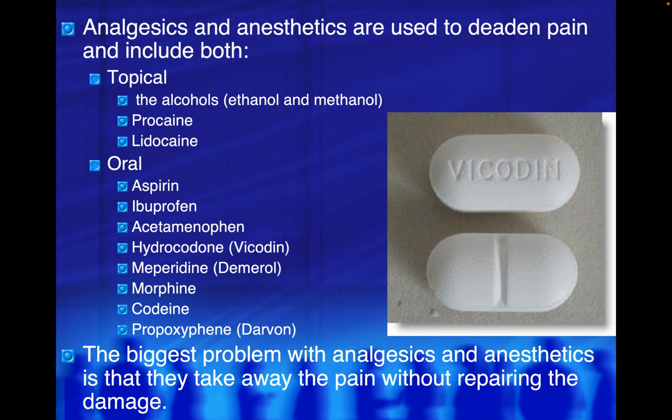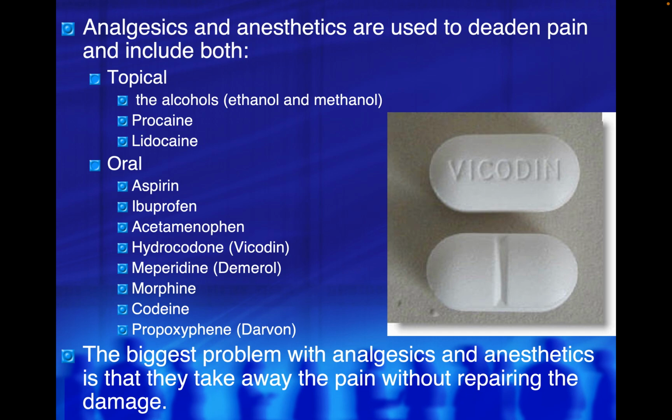Analgesics and anesthetics are used to deaden pain and include both topical, the alcohols ethanol and methanol, procaine and lidocaine, and oral, aspirin, ibuprofen, acetaminophen, hydrocodone, also known as Vicodin, meperidine, also known as Demerol, morphine, codeine, and propoxyphene, also known as Darvon. The biggest problem with analgesics and anesthetics is that they take away the pain without repairing the damage.